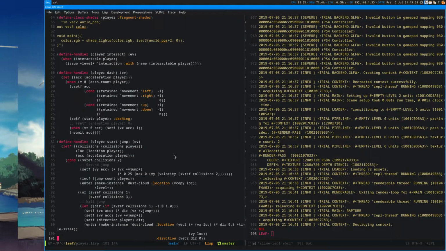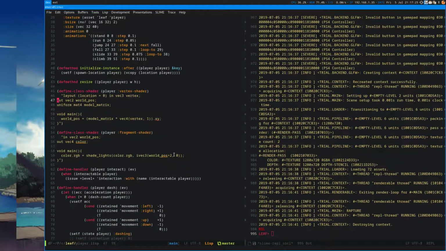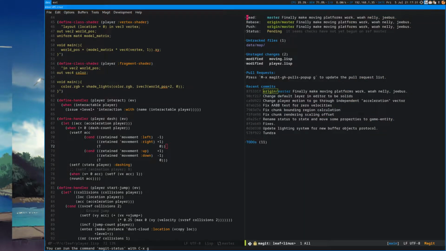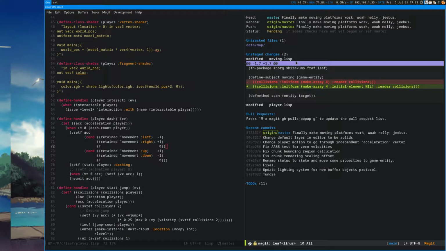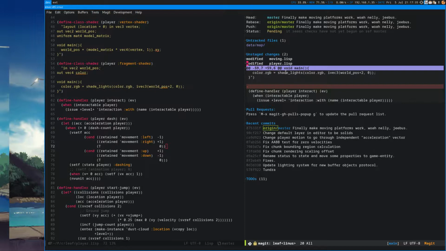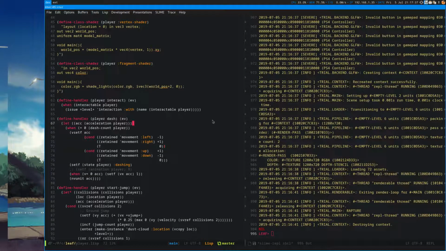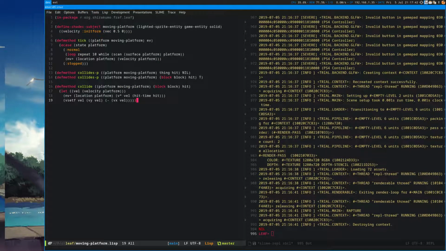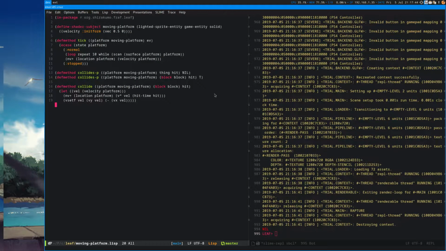Okay. Where was I? Oh, right, acceleration is a thing to test. So that's probably not going to work right. So, moving platform. Let's make a platform that if you stand on it, it just crashes downwards.